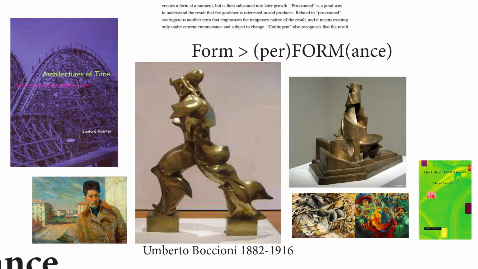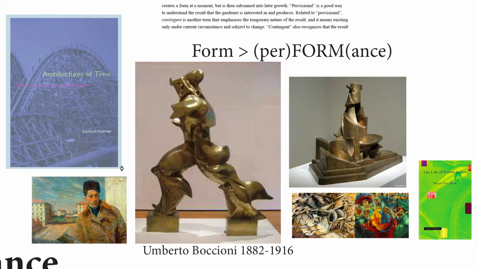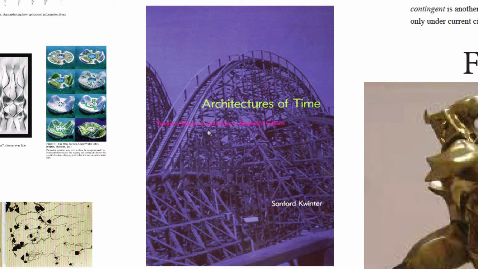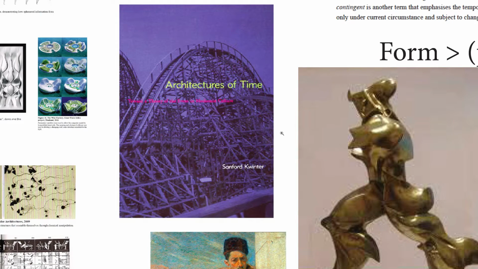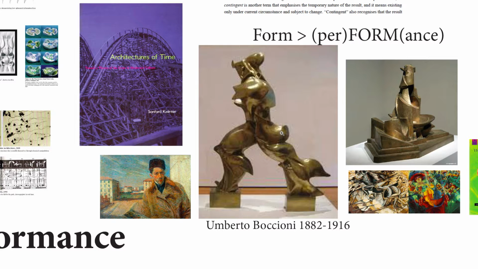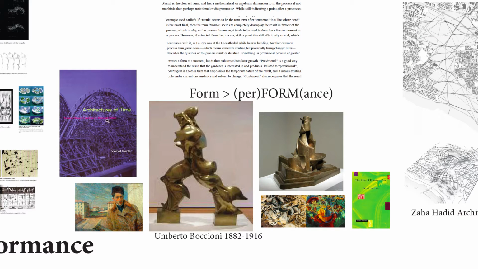Now, this guy Sanford Kwinter was really important to the discourse of the process discourse in talking about form. And this book, Architectures of Time, is an amazing book about, as it says, towards a theory of the event in modernist culture. And one of the things that Kwinter talks about is the work of this sculptor and painter called Umberto Boccioni.